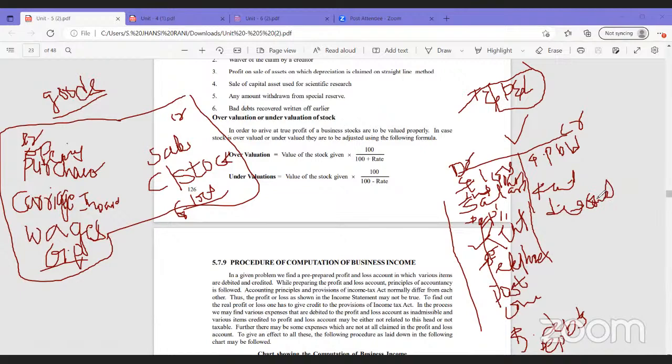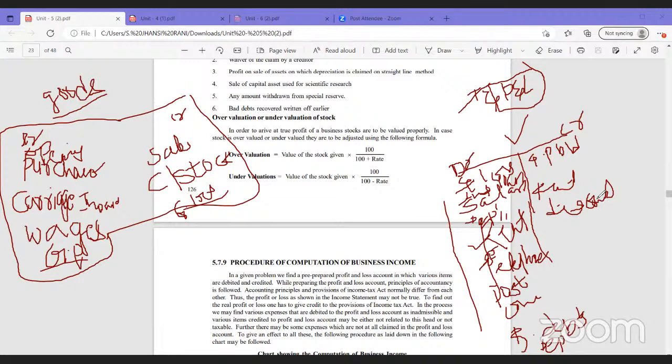Then why are we studying computation of business income again over here? Because as a business person, what is my main intention? To earn profit. I don't want to pay tax to the government. Yes, that is the intention of every individual. If he is getting profit, tax must be paid. That is the reason for what they do.